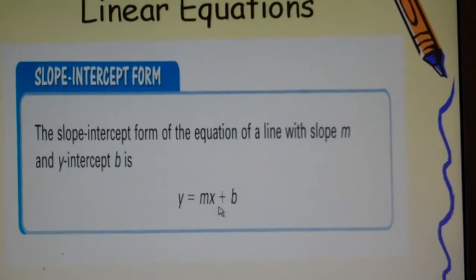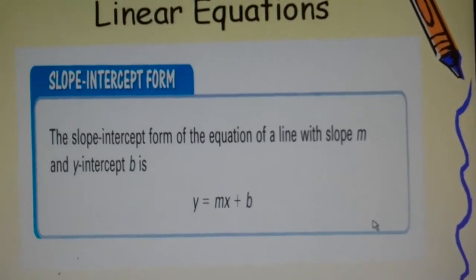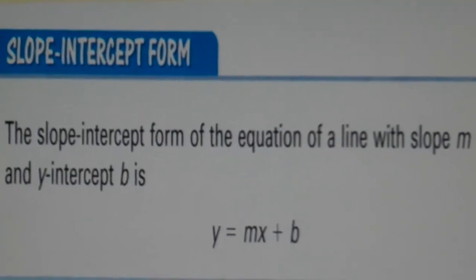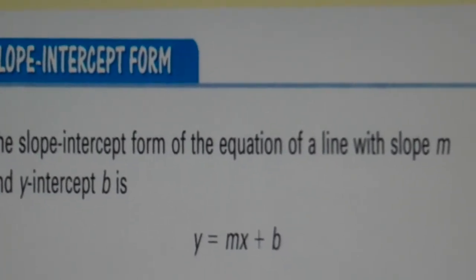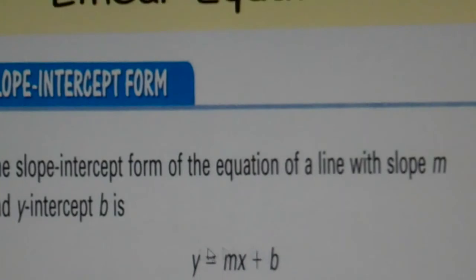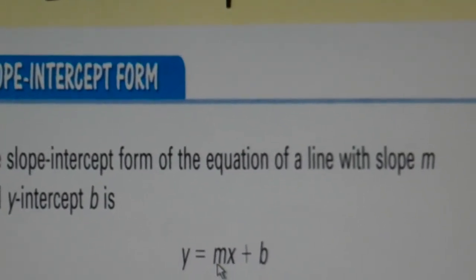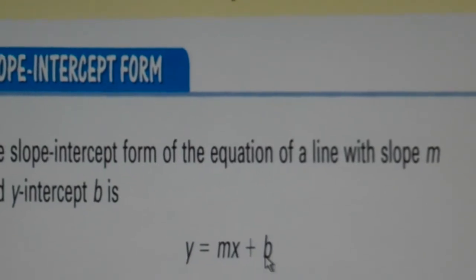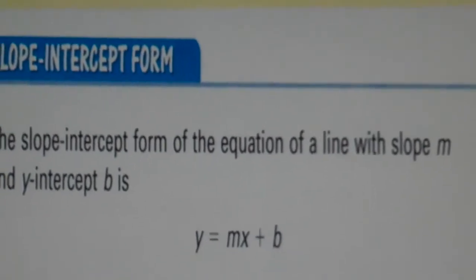Y equals mx plus b. And hopefully you have heard this so many times that you're so sick of hearing it that you've just memorized it. And you know that m is the slope and b is the y-intercept.